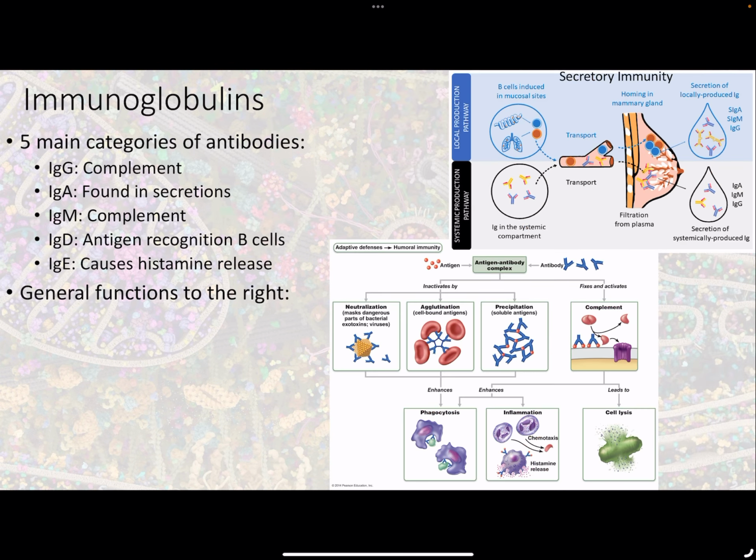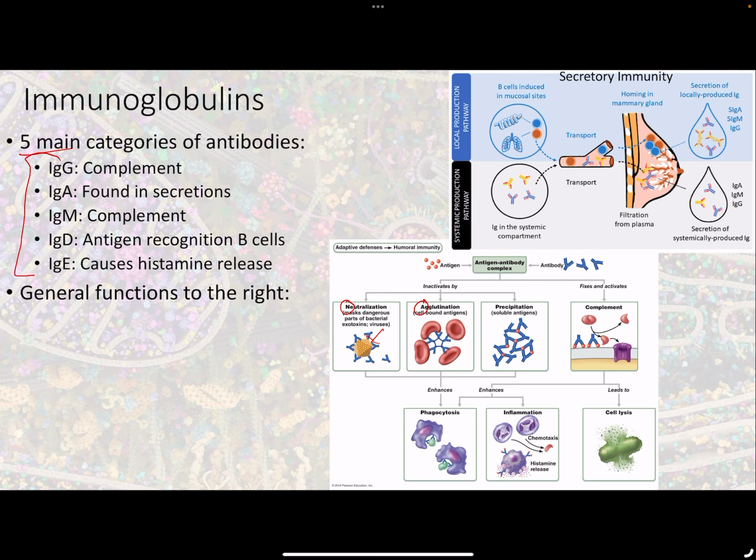Okay, a little bit more about antibodies. Antibodies, or immunoglobulins, there are really 5 main categories of these. We can see these here: IgG, IgA, M, D, and E. You can see the general actions of those. But when we look at antibodies, there are really 5 main actions that they do to help destroy invaders. Okay, one of those is neutralization. It can block the active parts of a bacteria or something large like that, so then that can't bind to one of your cells and damage it.